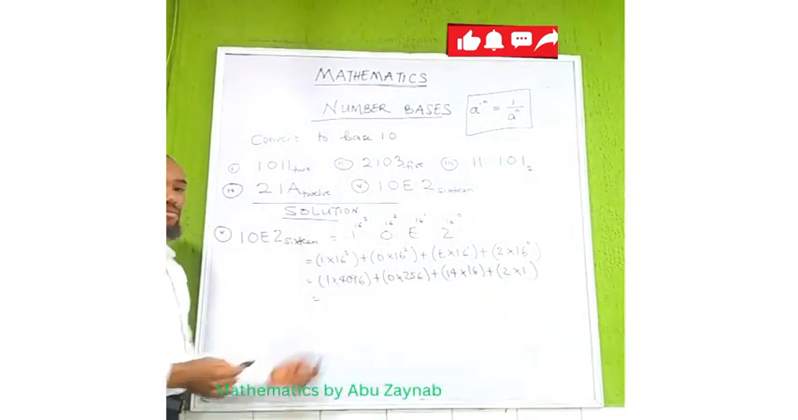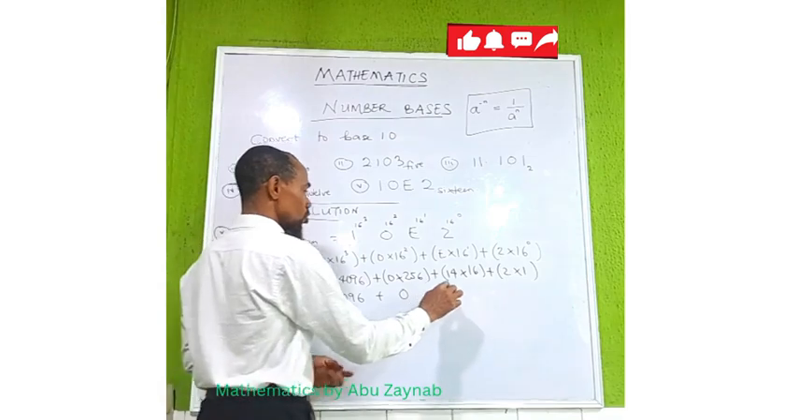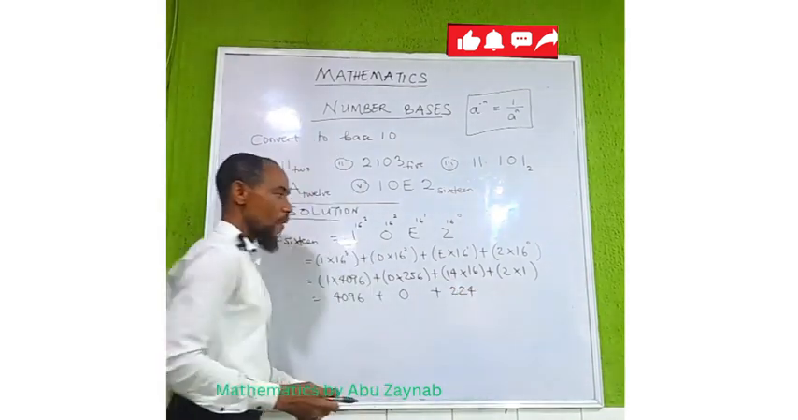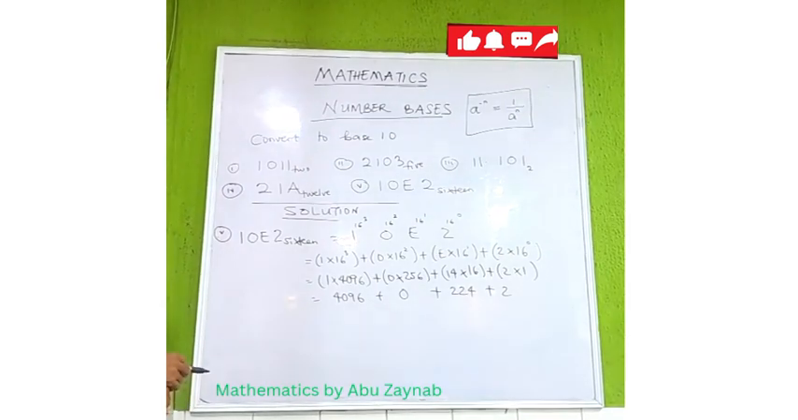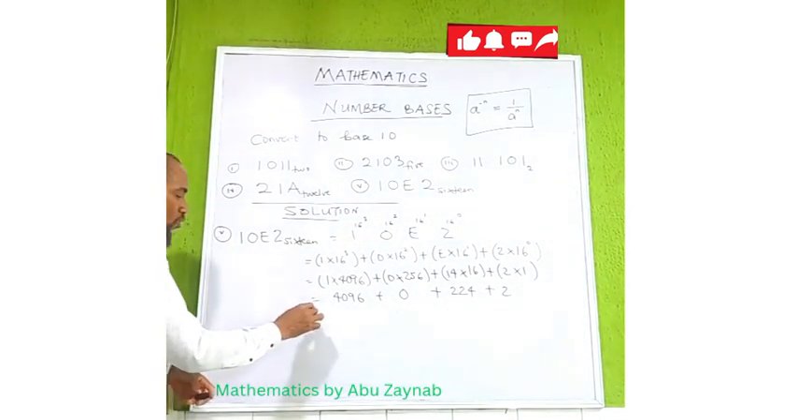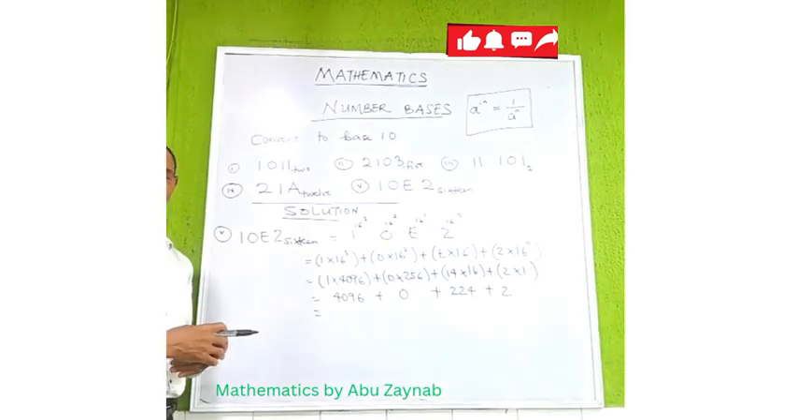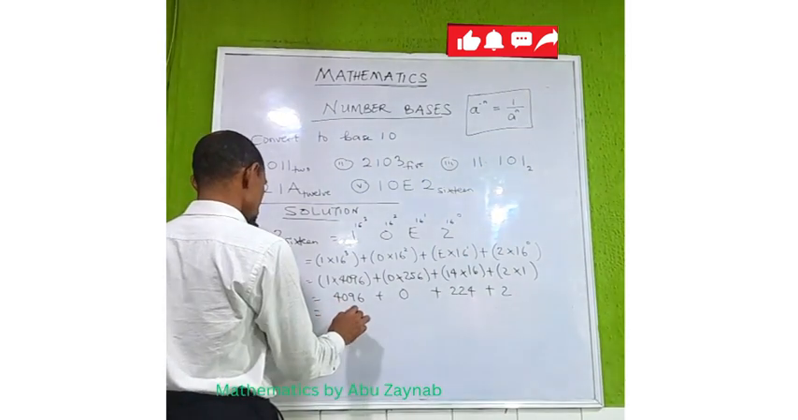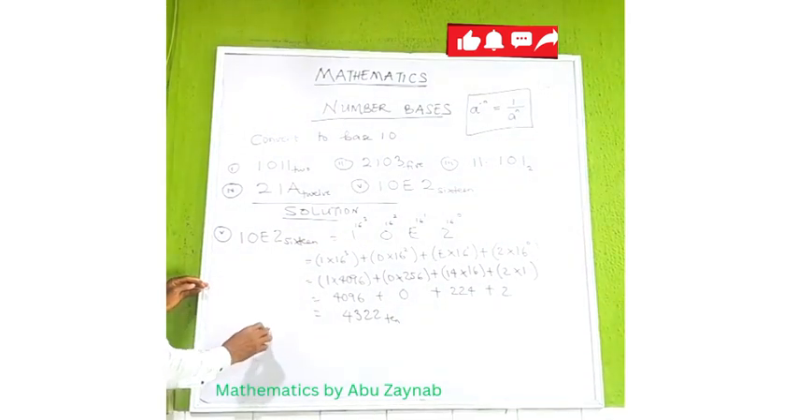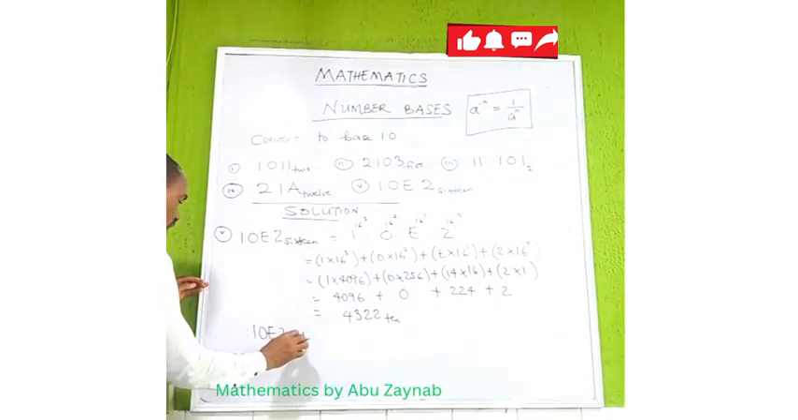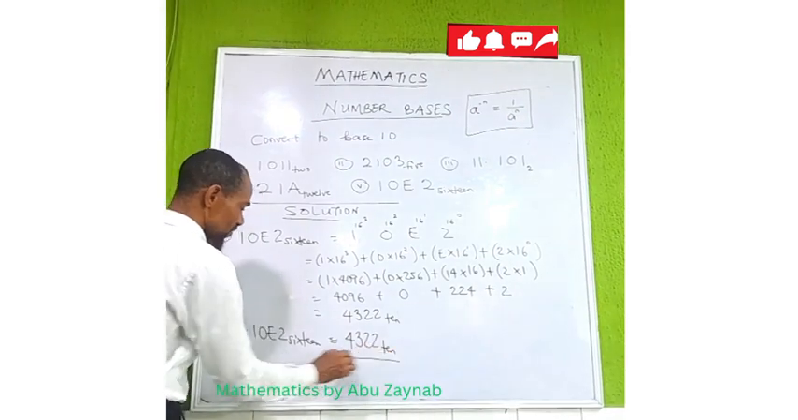So by carrying out the multiplications, we have 4096 plus 0 plus 224, which is 14 times 16. Then plus 2 there. So once you have this, you sum up everything. 4096 plus 224 plus 2. And that gives us 4322 in base 10. Therefore, 10E2 base 16 is equivalent to 4322 base 10.